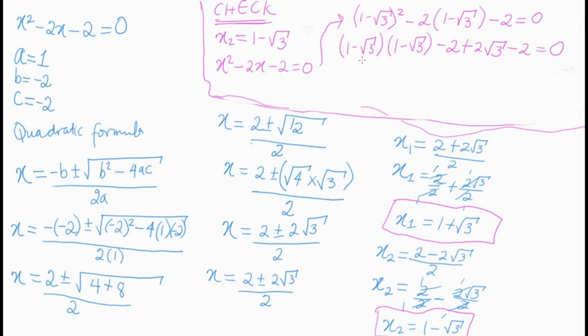So 1 times 1 is 1. 1 times negative root 3 will be negative root 3. And negative root 3 times 1 is negative root 3. And negative root 3 times negative root 3. So negative times negative is positive. Square root of 3 times square root of 3 is basically 3, because a square root squared is just basically the value.